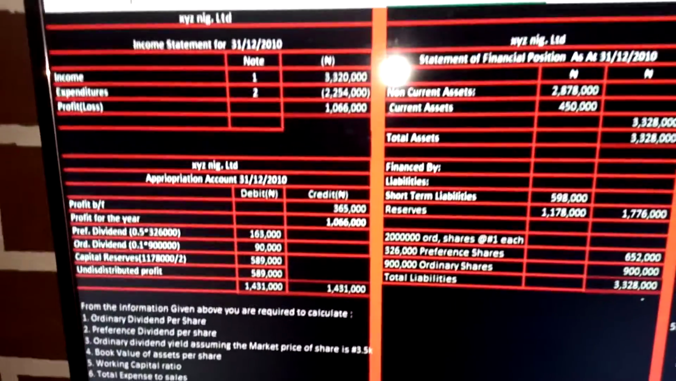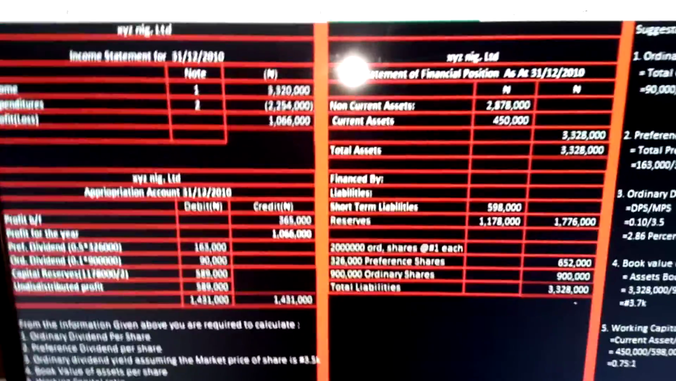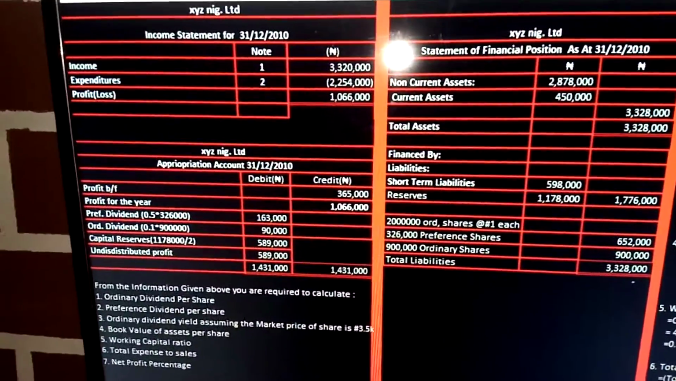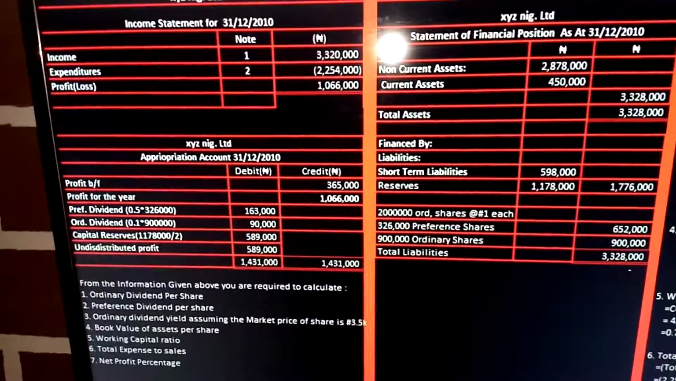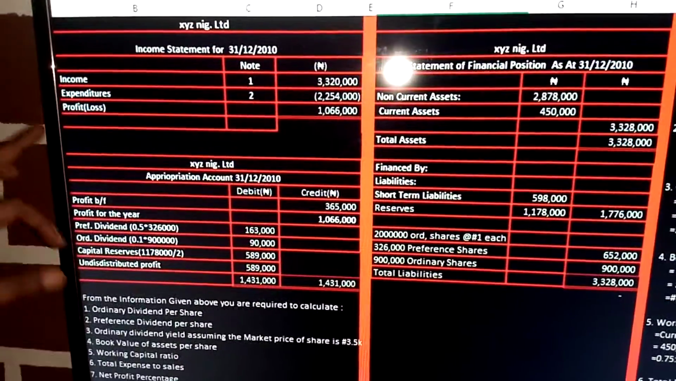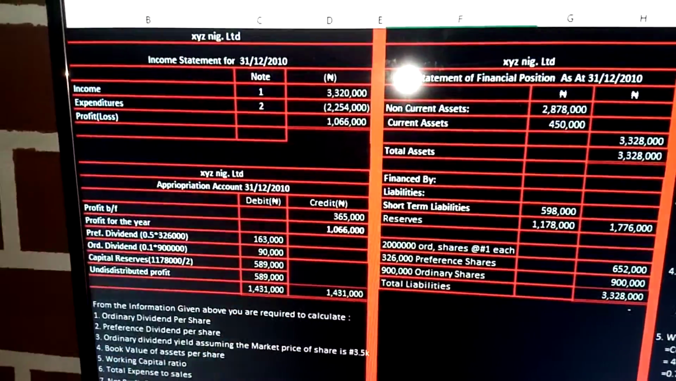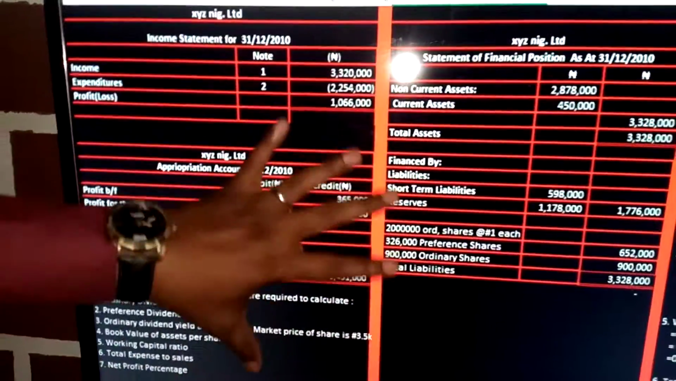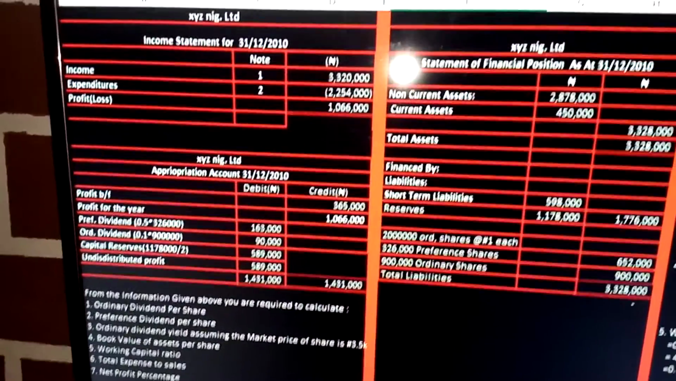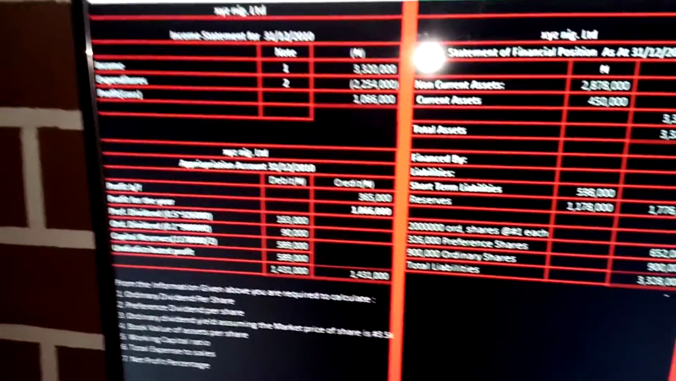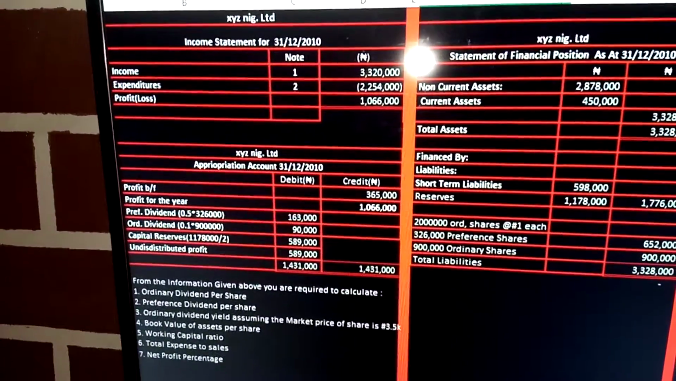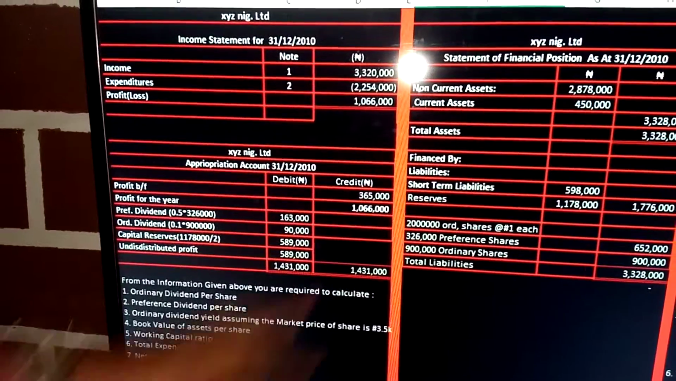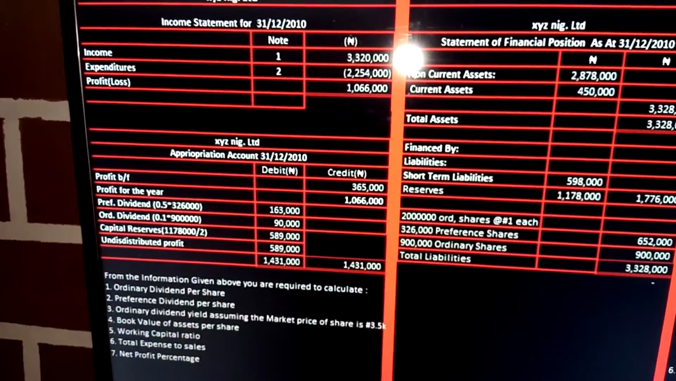Okay, this is an illustration on calculating some ratios. So we have XYZ Nigeria Limited income statement for 2010. This is the income, this is the expenditure, this is the profit or loss. You can see there. And then we have the appropriation account, how the profit was shared based on the approval by the board of directors. And then we have the statement of financial position here.